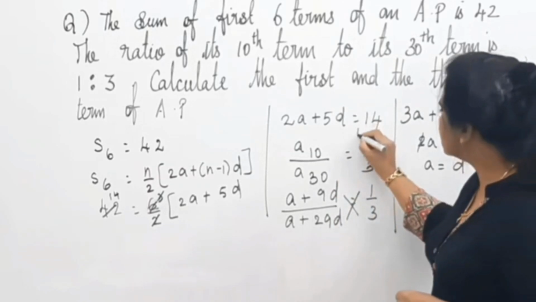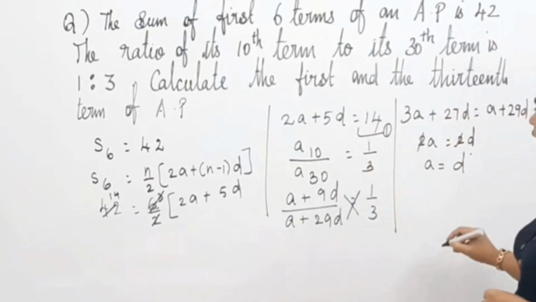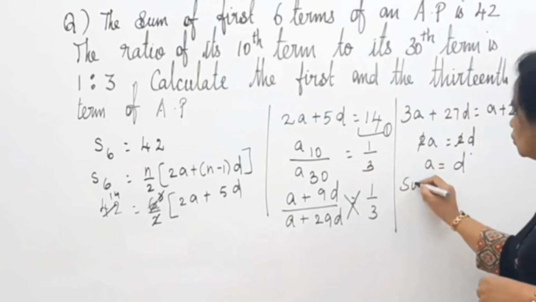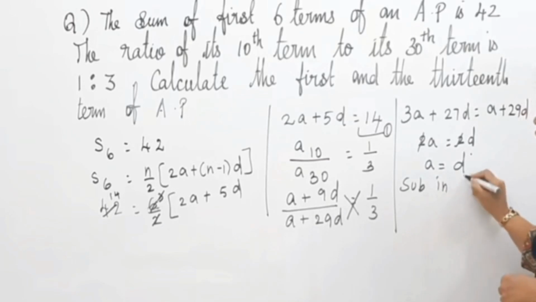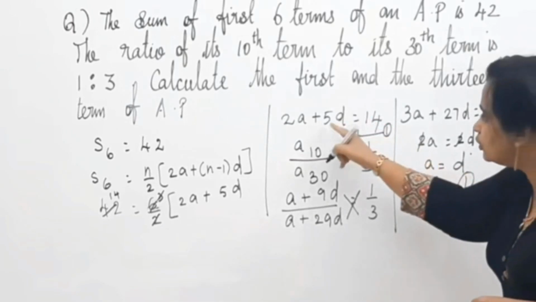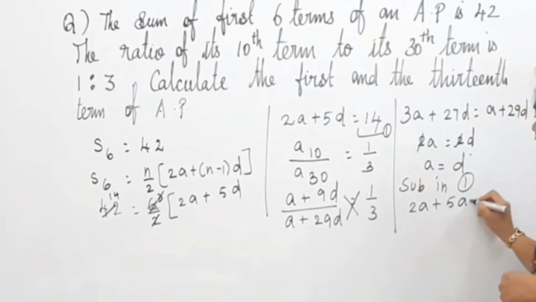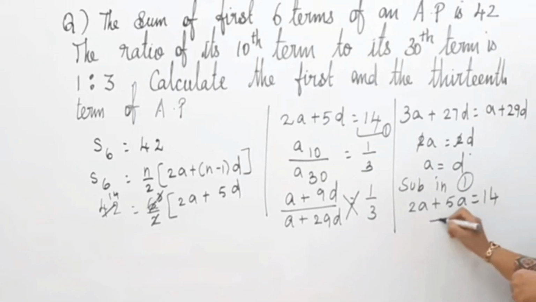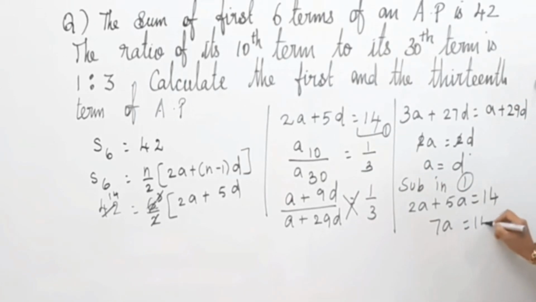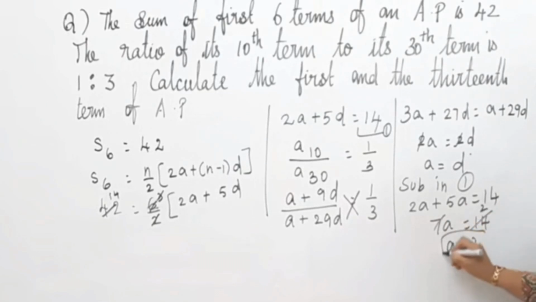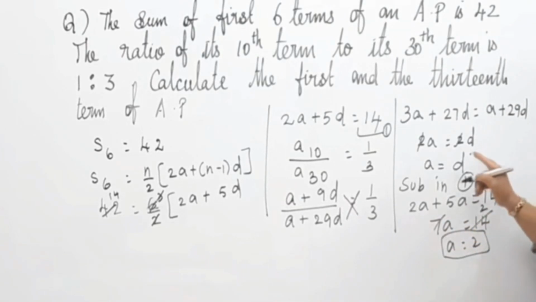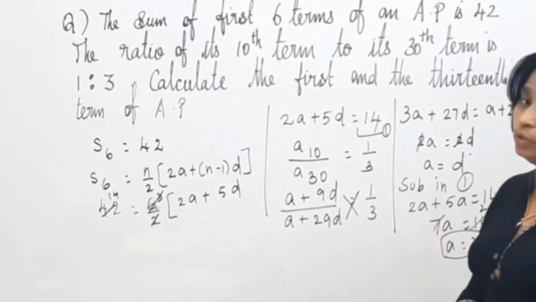Now I would substitute A is equal to D in 1. So 2A plus 5A is equal to 14. So 7A is equal to 14. So this gets cancelled. A is equal to 2. So I get my A is equal to 2. D is also equal to 2.